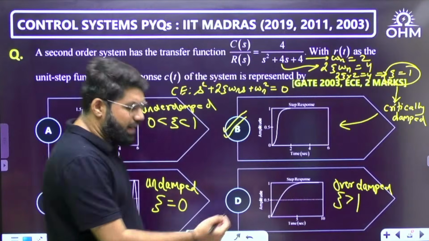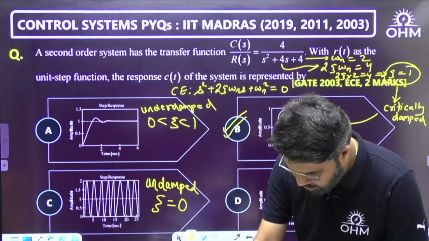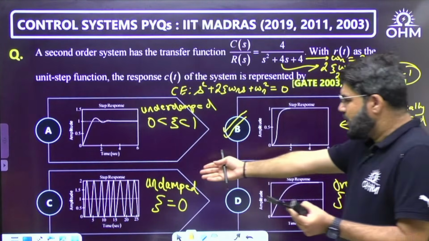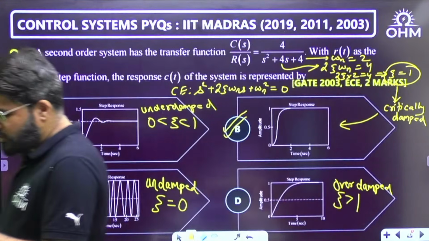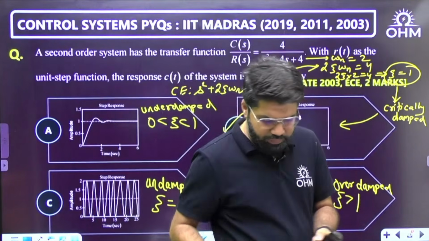The correct answer for the question is B here. Spandan, the answer has to be B. You mentioned C. Zeta 1 you correctly mentioned, but C is not for zeta 1. This is for zeta 0. Zeta equal to 1 you mentioned correctly.